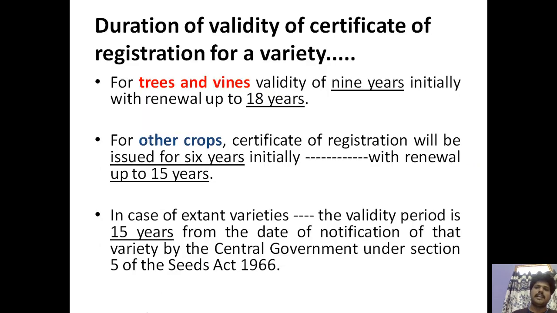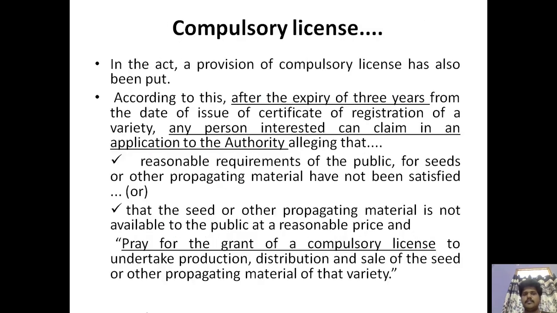Then duration of validity of the certificate of registration for a variety. So in case of trees and vines, it is valid for 9 years initially, and it is renewable up to 18 years. Whereas for other crops, it is initially valid for 6 years and it is extended by renewal up to 15 years. In case of extant varieties, the validity period is 15 years from the date of notification of that variety under Section 5 of the Indian Seed Act.